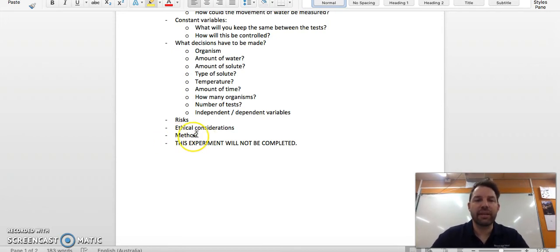Then you'll write your method. Think of all the things you need to do to make it a really reliable and accurate method. Try to minimize the effect of the random errors. And how will you test for systematic errors as well?